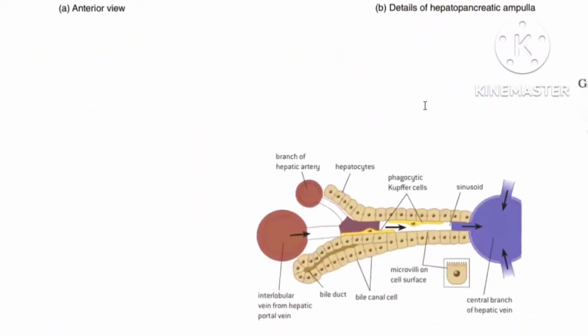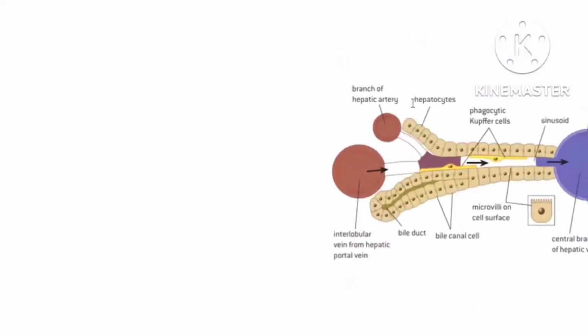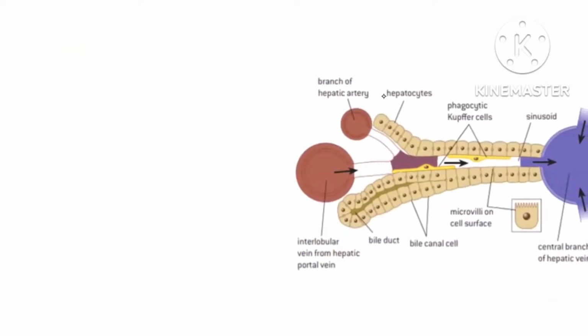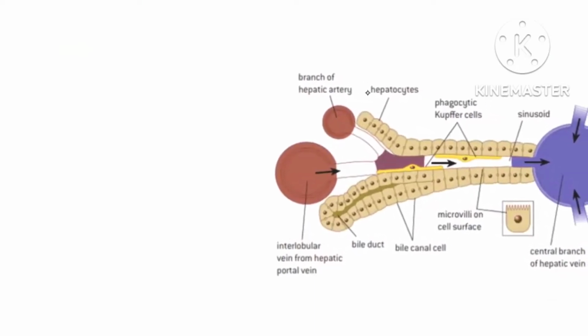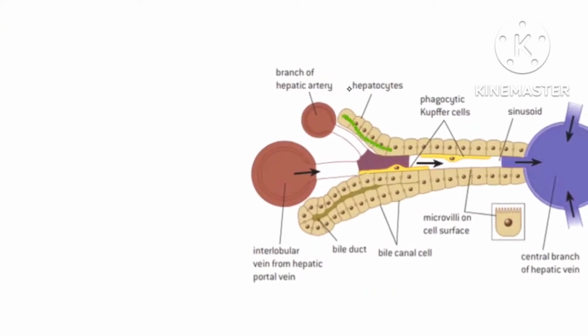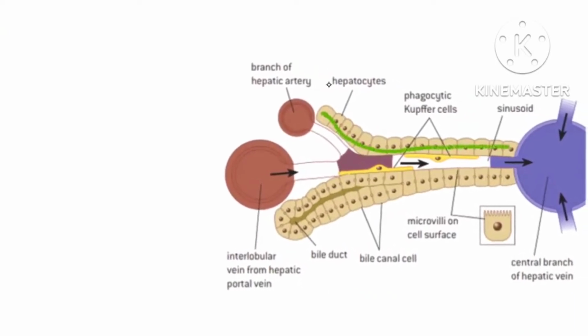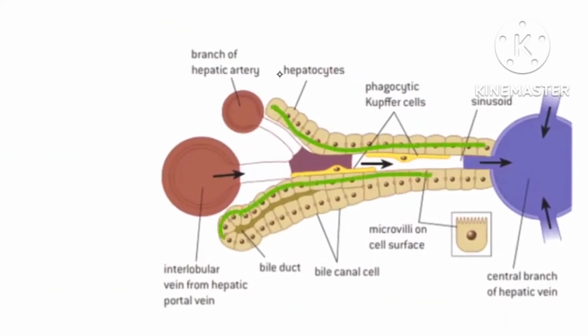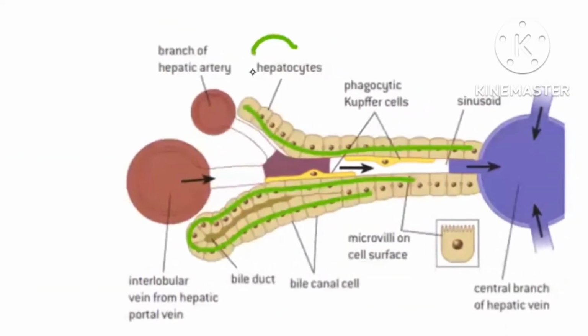See beta, try to understand this diagram. You can see here, these are your hepatic cells. I'm using this color, you can focus on it. These are the hepatic cells. They are arranged in the form of a cord. Clear beta? Hepatic cells, they are arranged in the form of a cord. Hepatocytes. I hope this visual diagram will help you to understand.